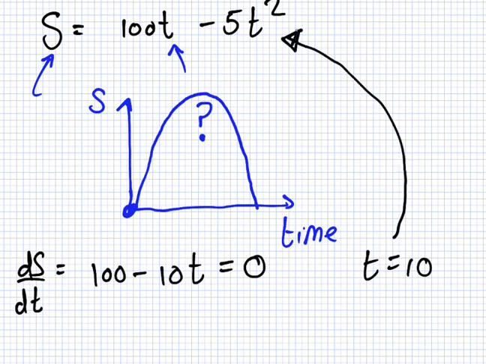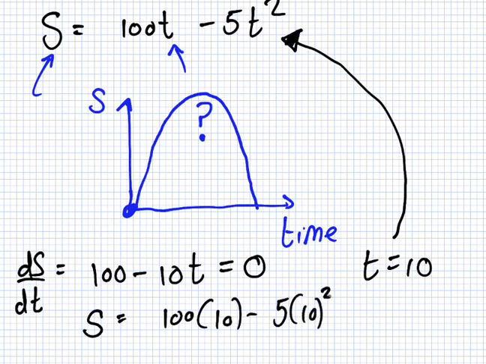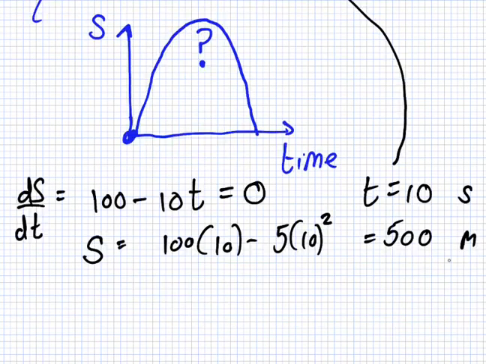Sub that back in, I can get the s. 100 times 10 minus 5 times 10 squared. So that would be 500 meters and seconds. So that's it, finished. You know that the ball will be at its maximum height 10 seconds after it's launched, and it will be 500 meters above the ground.